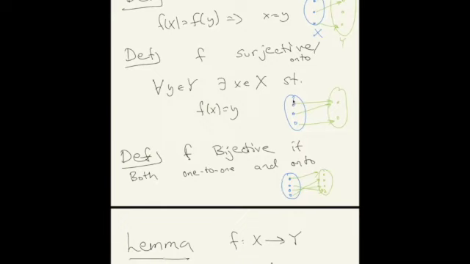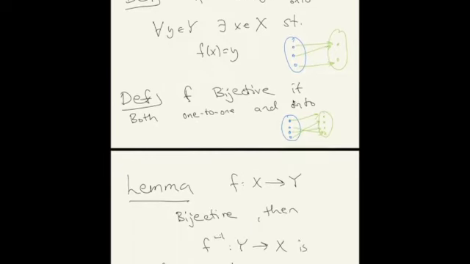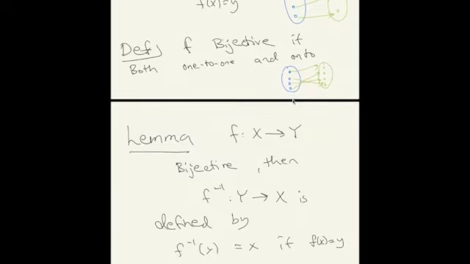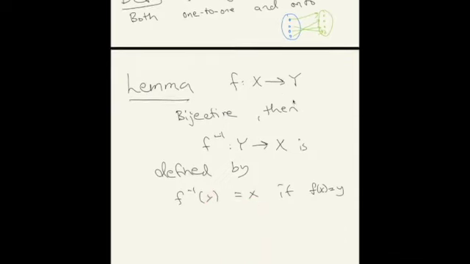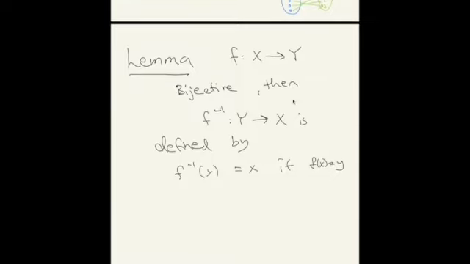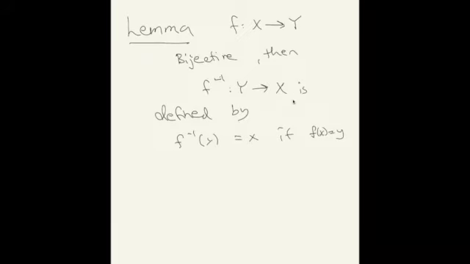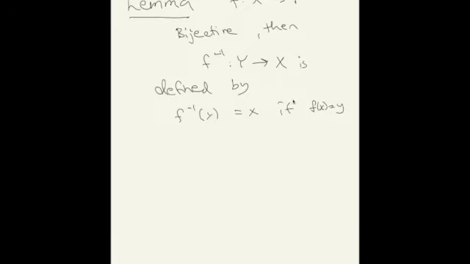Because if there's only one value leading to it, then you always have an inverse map, and it's defined by solving the equation. So f inverse of y is the x such that f of x is equal to y. Some of this you've already learned in high school, so I don't think I need to emphasize this point too much, but this is recalling the abstract terms.